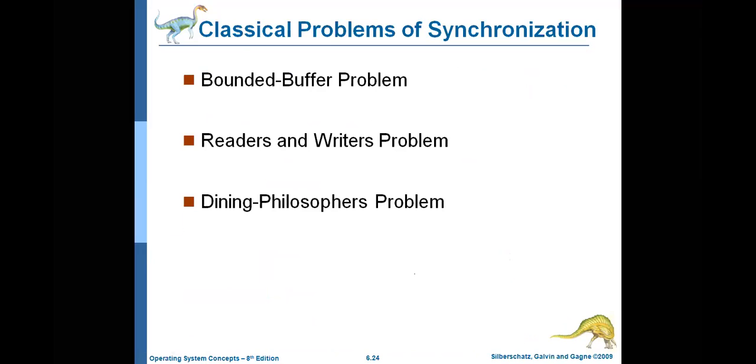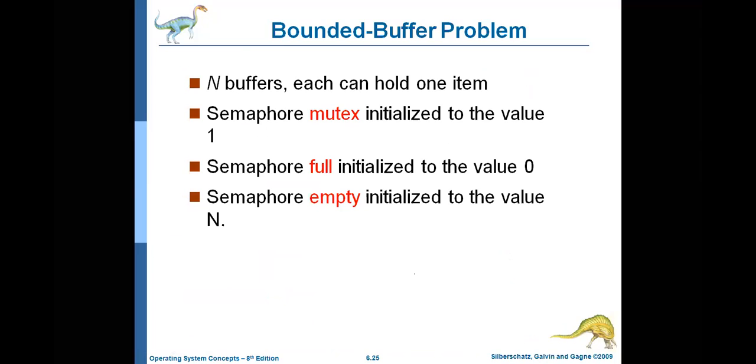And next, classical problems of synchronization. There are three very important problems: the bounded buffer problem, the reader writer problem, and the dining philosophers problem. These are the three problems we need to talk about when we discuss synchronization. Along with these three, one more we have already discussed, that is the producer consumer problem. The first one is the bounded buffer.